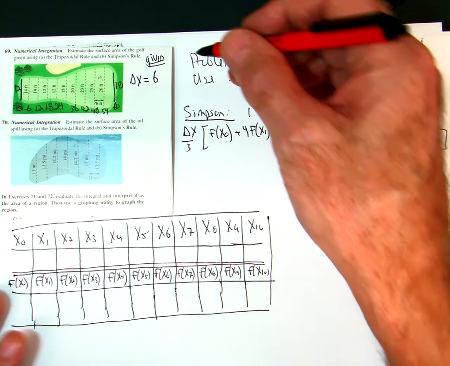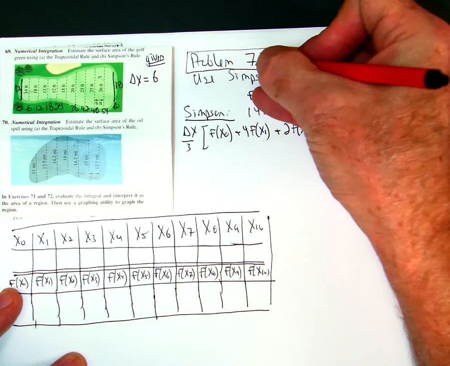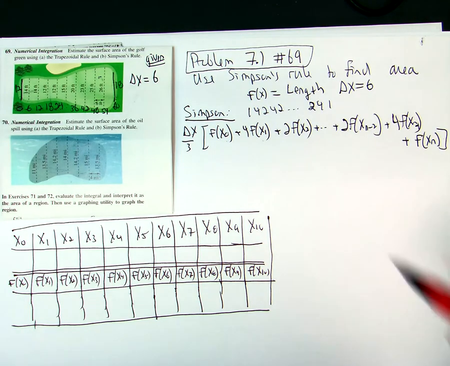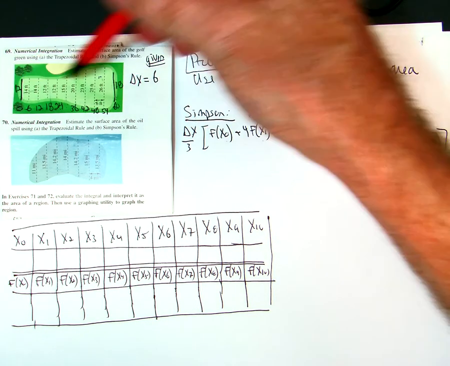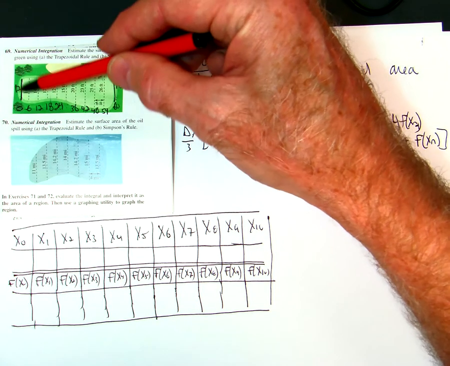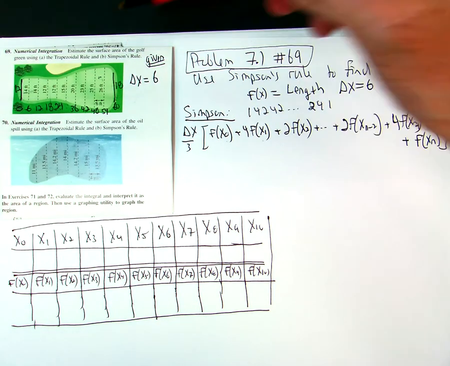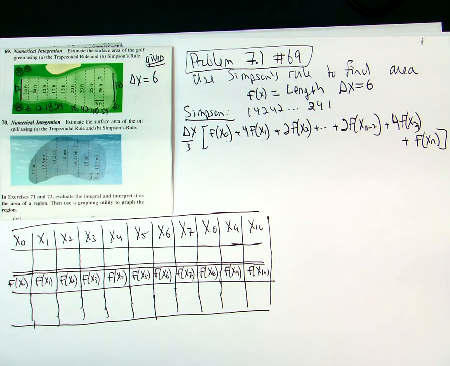Now this problem is number 69 in 7.1, and the book does something a little weird. They take the endpoints as 0, which doesn't make sense to me. So I think the ending height length here is 12, and the ending length over here is 18. So my answer is going to be bigger than the textbook's. Okay, hopefully that's clear.